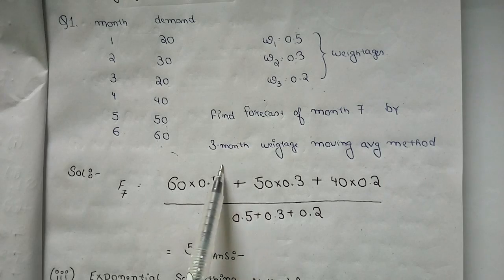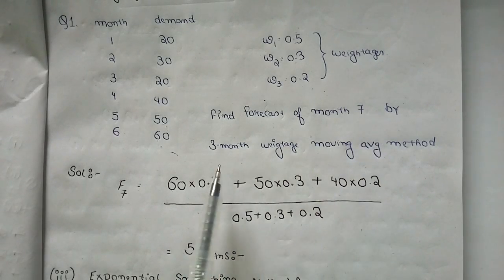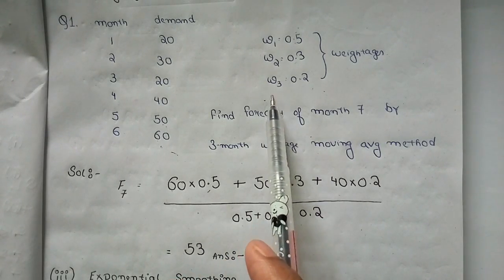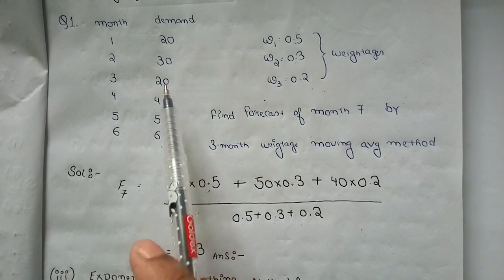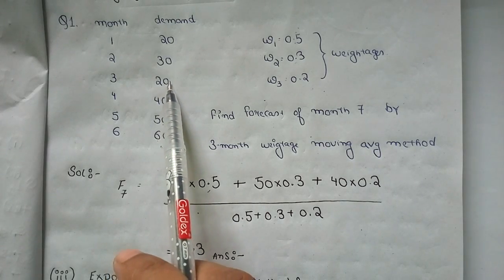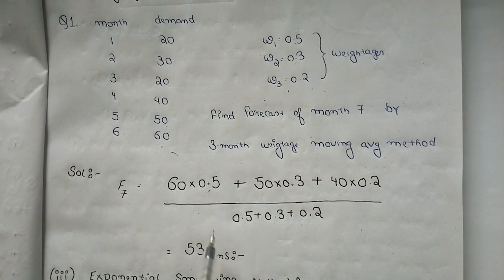So in this way, if the question was asked to find the forecast of month 7 by the 4-month moving average method, then also one more weightage will be given in that case. So we have to multiply this, and one more term in that case, that is 40 into that weightage value, and we have to divide the whole with the sum of the weightages. So I hope it is clear to you. So please remember this procedure. This was our second method, that is the weightage moving average method. And now let's move to the third method.